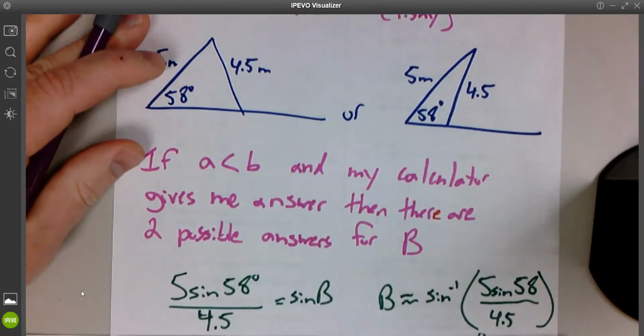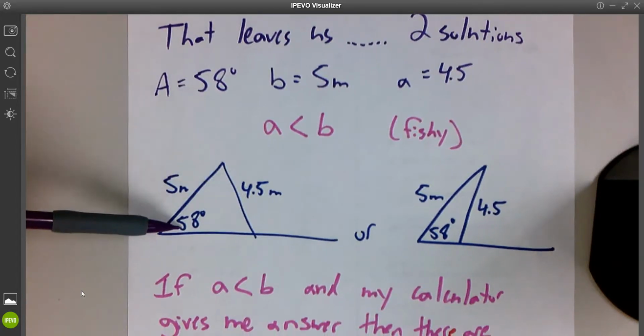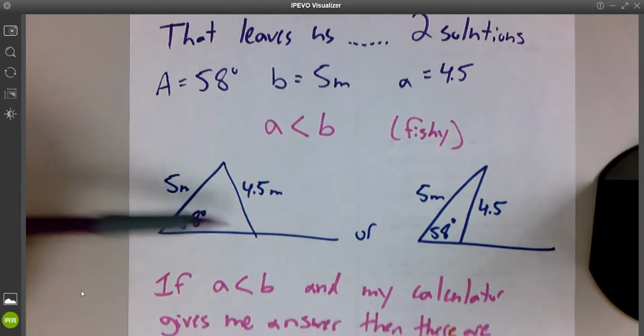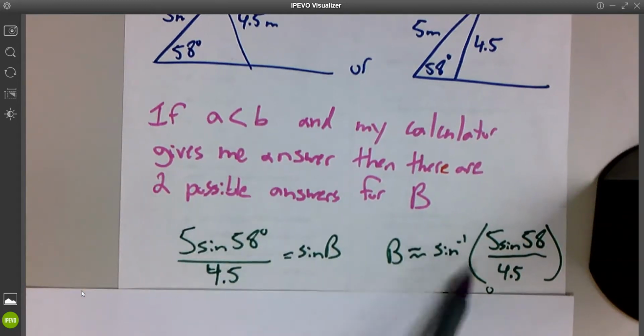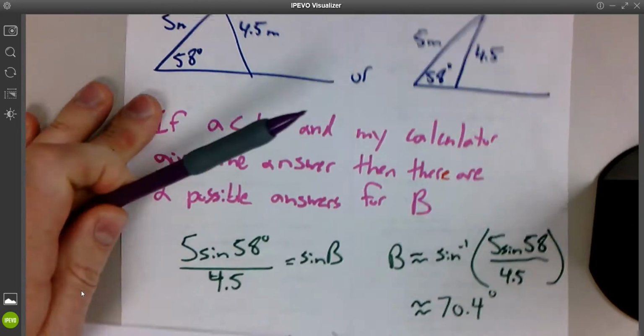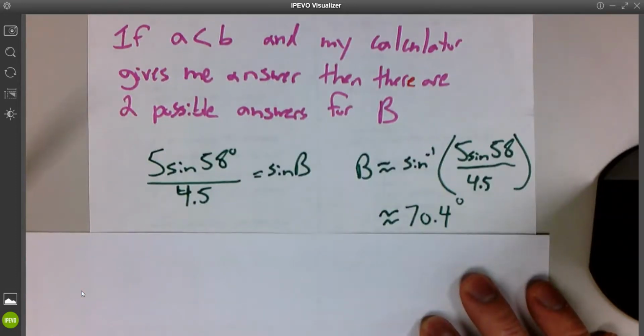So here's me setting up the law of sines for each one. 4.5 over the sine of 58 equals 5 over the sine of whatever that ends up being. Capital B is what it would be. And then I can go through and solve it for capital B by taking an inverse sine. Now here's where all the red flags happen. My calculator gave me an answer, 70.4. It was an SSA case, and the side across from the angle was smaller than the other side. Oh man, all 3 of them go through.